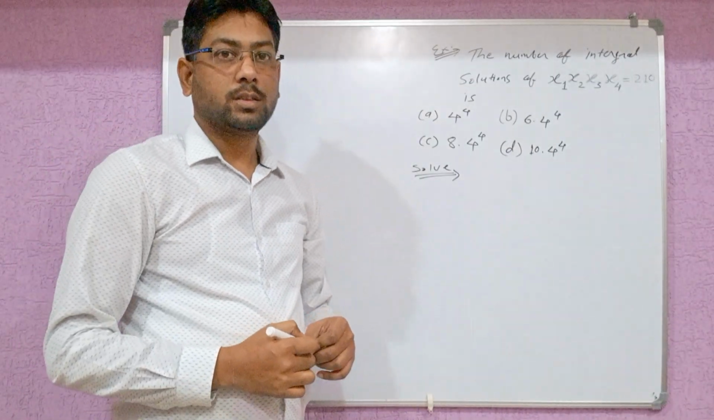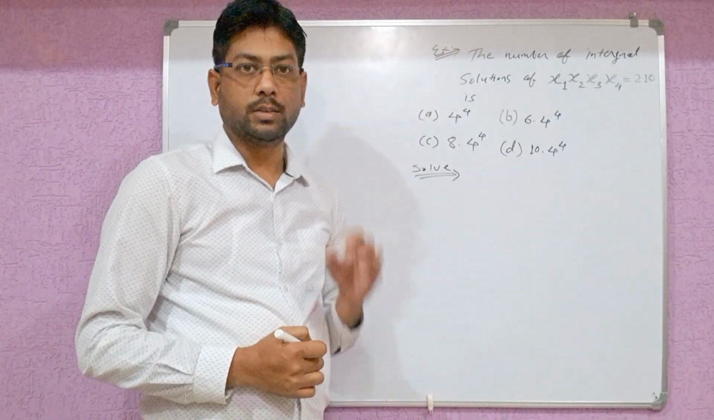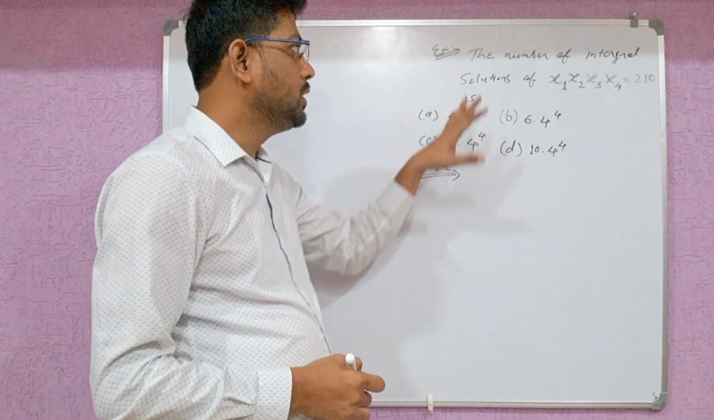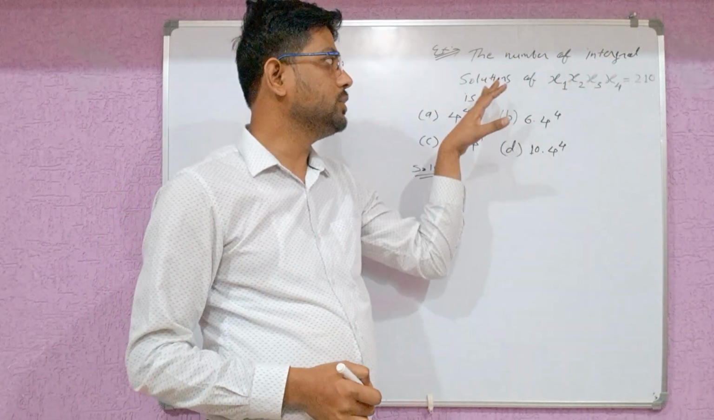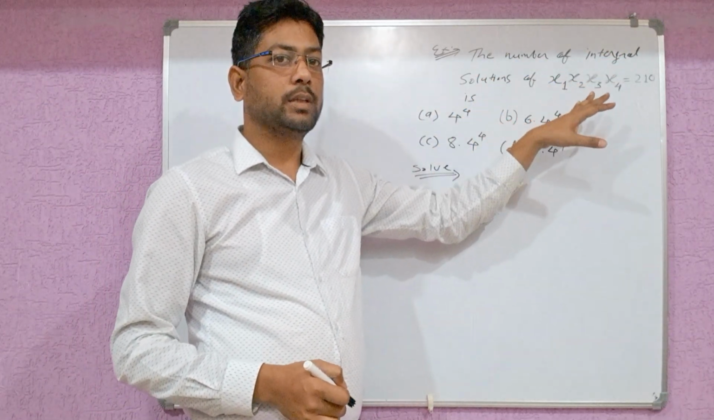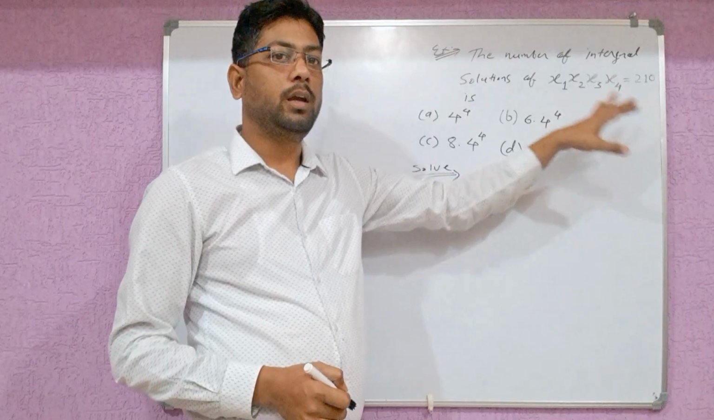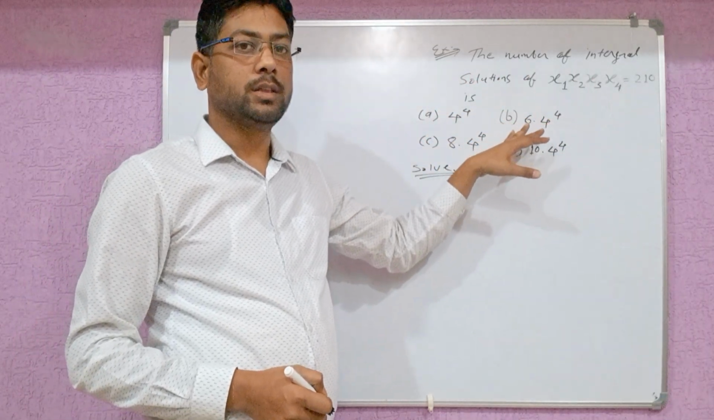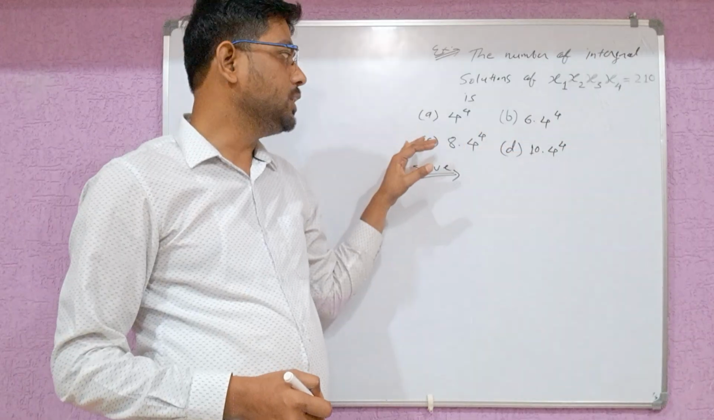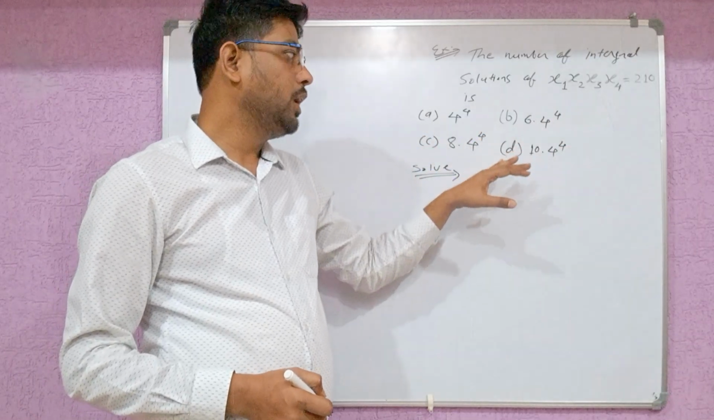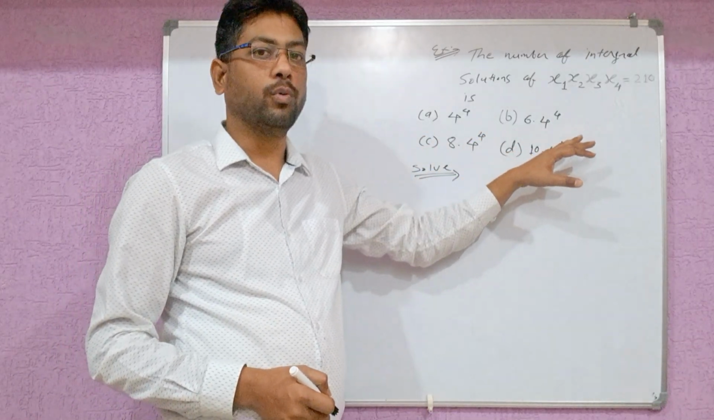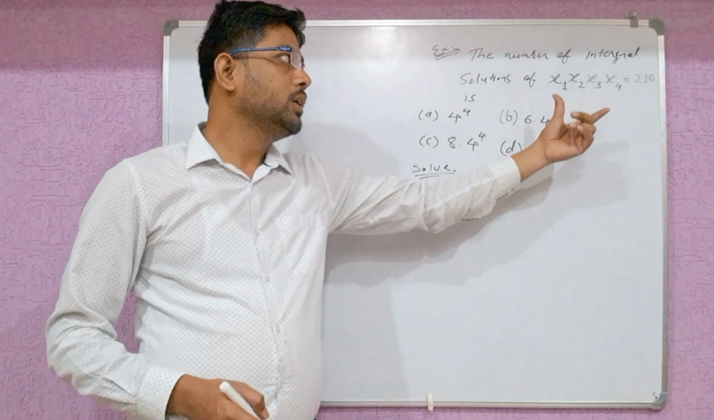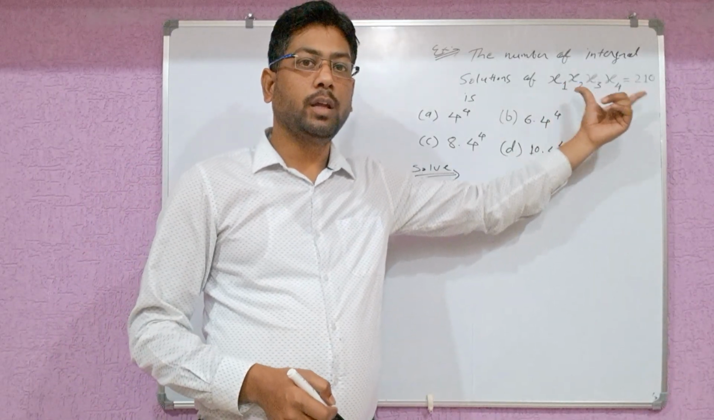So now we'll discuss some questions based on different concepts. Our first question is: the number of integral solutions of x1 × x2 × x3 × x4 = 210 is. Option A is 4 raised to power 4, option B is 6 × 4 raised to power 4, option C is 8 × 4 raised to power 4, and option D is 10 × 4 raised to power 4. So we have to find the integral solutions of this given equation.